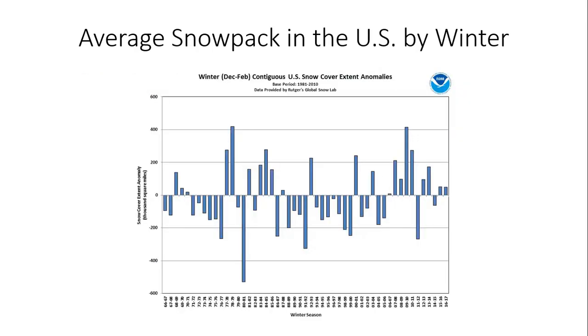Now I'm going to go back to some of the teleconnections history for the United States as a whole. Looking at this is average snowpack in the U.S. by winter. These are snow cover extent anomalies. I have the years at the bottom of this graphic for the winter season, and you'll notice there are some notable changes from below to above normal snow cover extent.